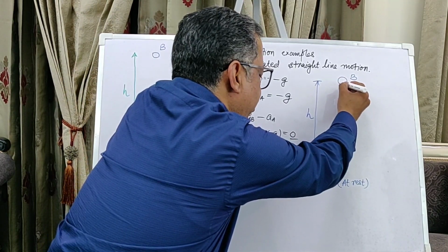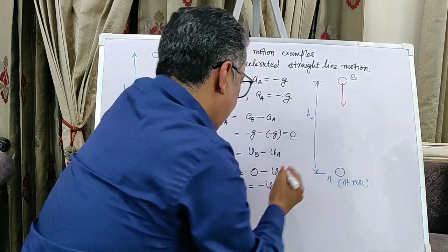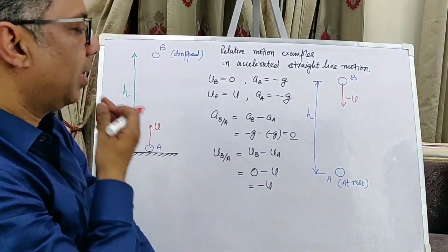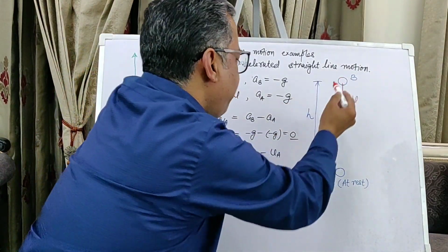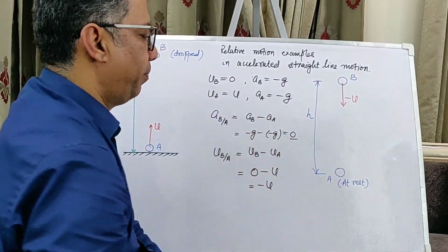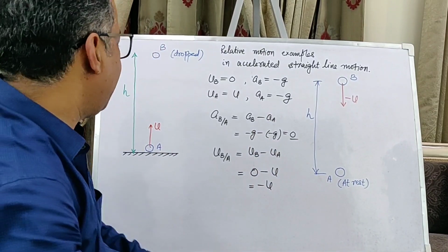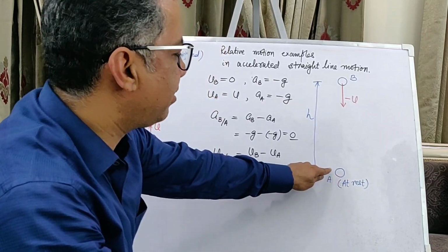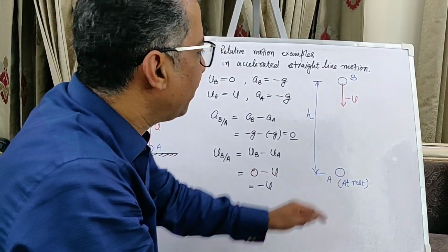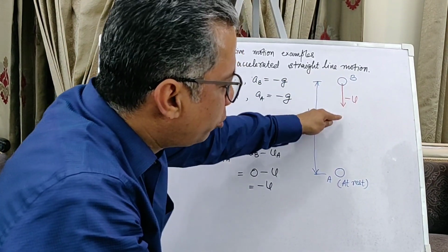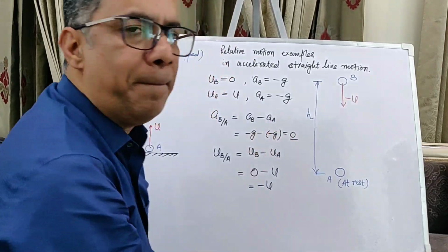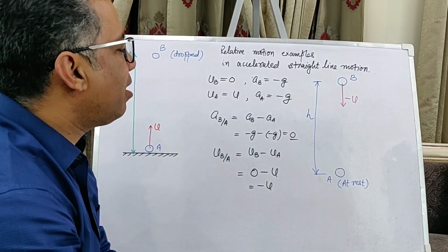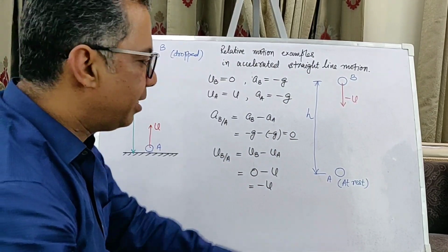Initial velocity of B with respect to A is minus U. Minus means downward. And the acceleration of B with respect to A is 0. So if you are sitting on A, assuming yourself to be at rest, and looking at B, B appears to approach you with a velocity minus U. Now the first thing we were interested in calculating was the time after which they collide.